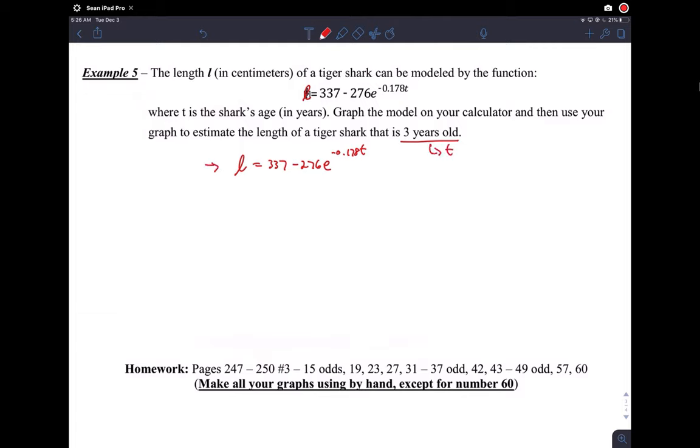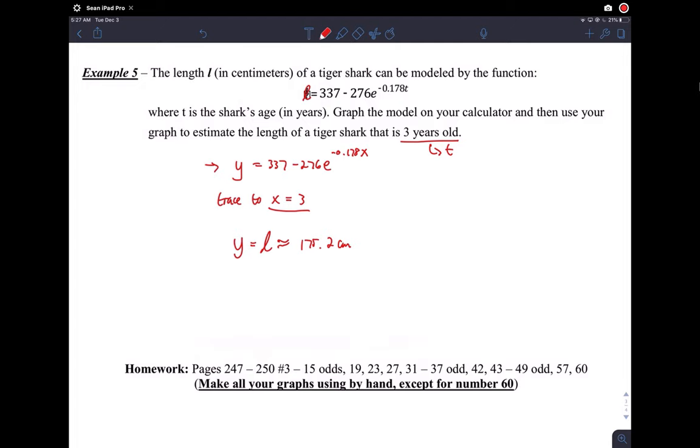So if you graph this on your calculator and then you trace to x equals 3. Again, on your calculator, there's no L and t. So what you're actually graphing is y equals 337 minus 276e to the negative 0.18x. You graph this and trace to x equals 3. And what you should get is y, which is L, approximately 175.2 centimeters.